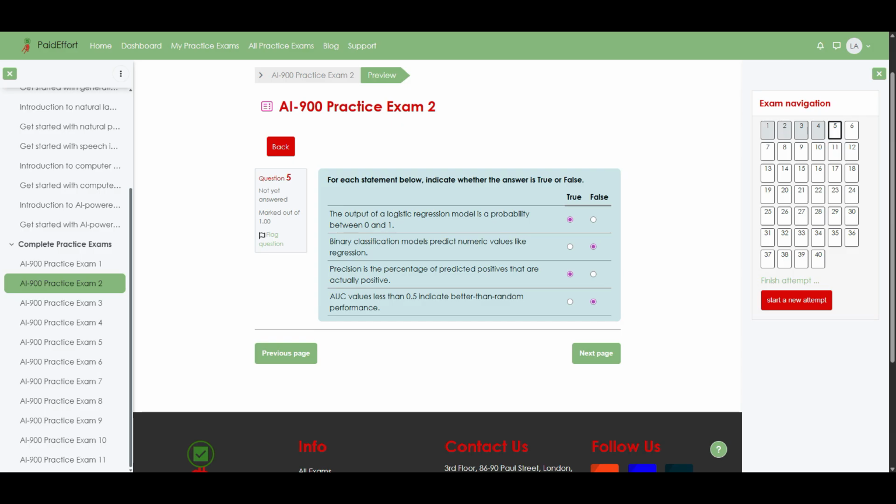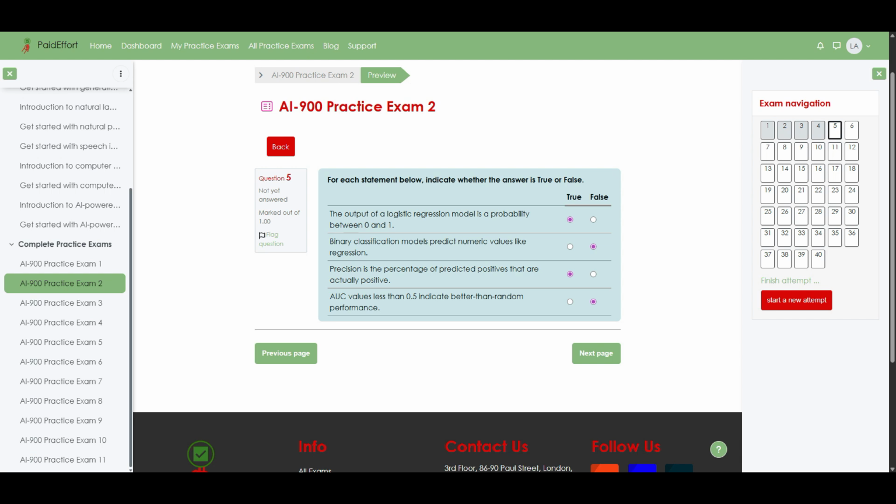The first statement is true. Logistic regression outputs a probability score between 0 and 1, representing the likelihood that a data point belongs to a particular class. Typically, this score is then thresholded, say at 0.5, to make a final classification. Now, the second statement is false. Binary classification doesn't predict continuous numeric values like regression does. Instead, it predicts discrete categories, like whether an email is spam or not spam. While logistic regression does use numeric output internally, the end goal is categorical classification.